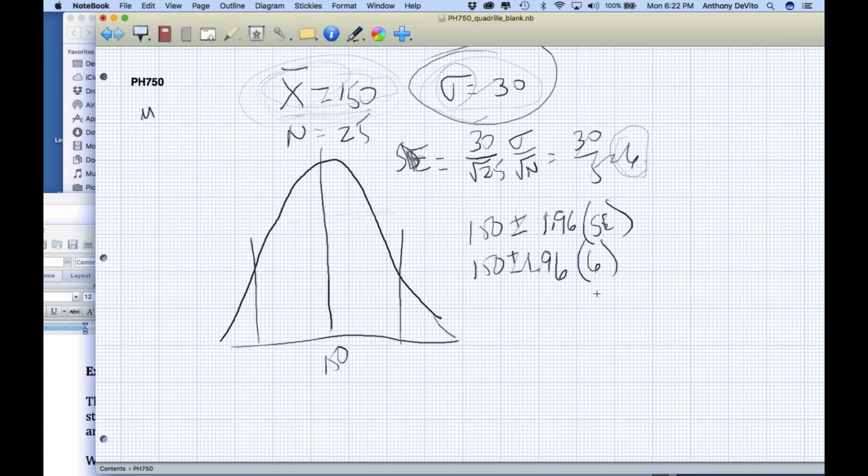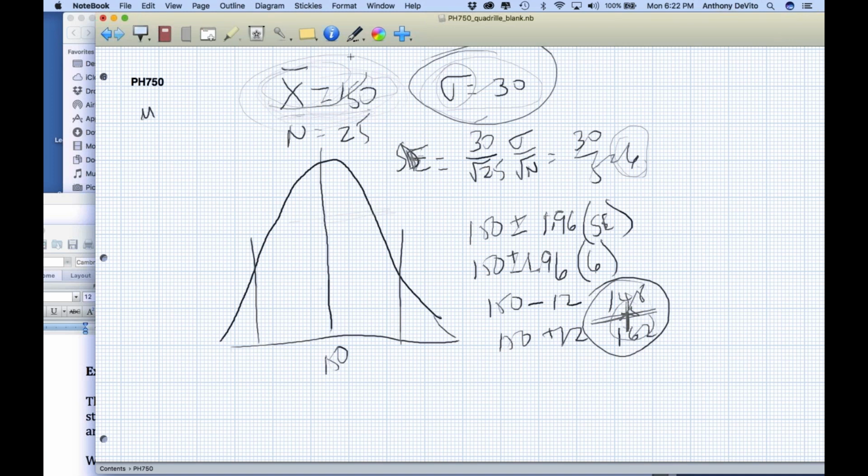Okay, so good. Let me think about this. That's 150 minus, I'm going to round this to 2 just for the moment, minus 12 on one side and 150 plus 12 on the other side, or in other words, 148 to 162, right? Well, I really don't know if the mean really is between these two numbers. Why don't I know that?